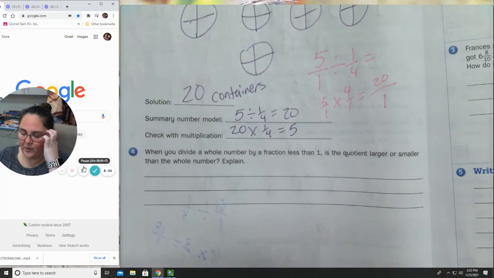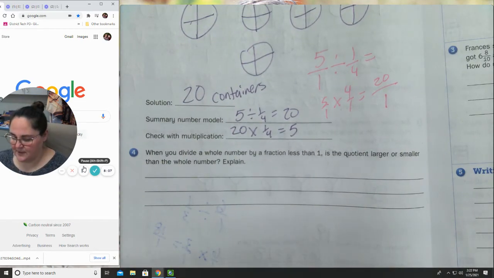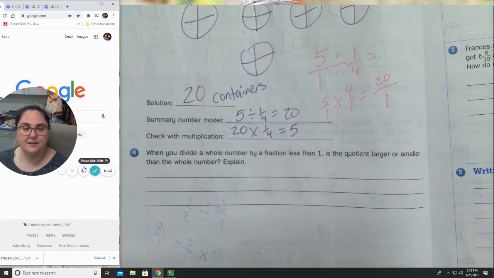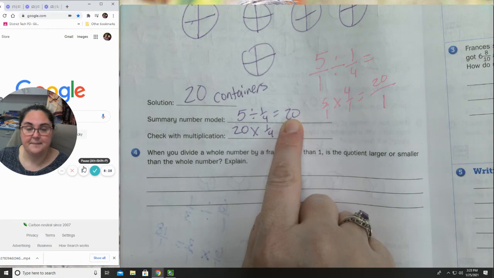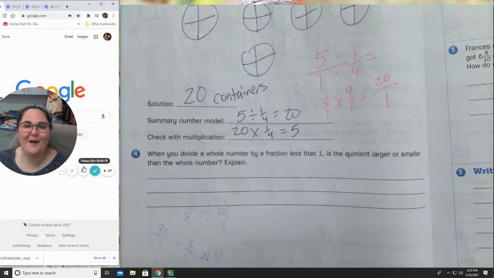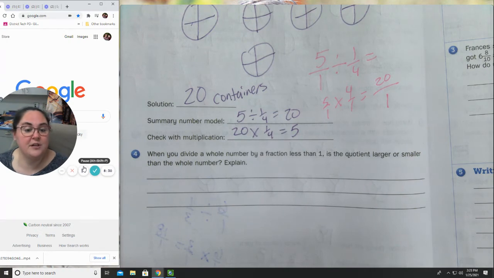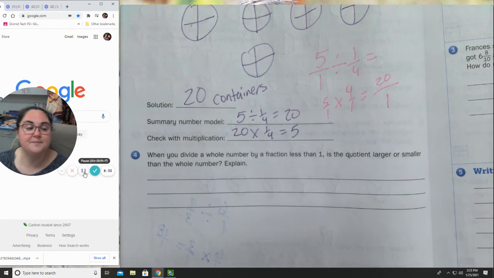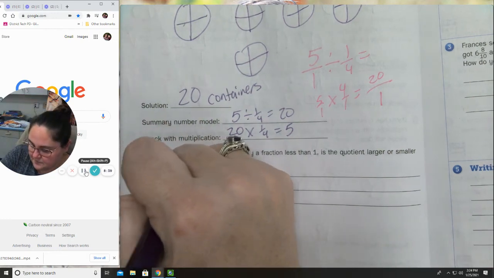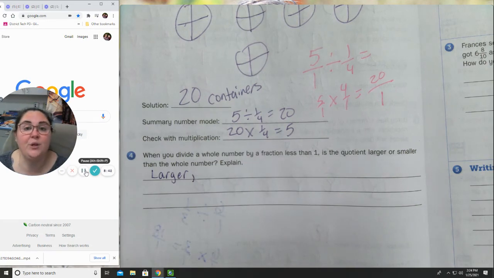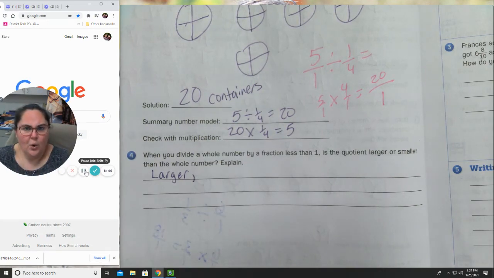All right, number 4. When you divide a whole number by a fraction less than 1, is the quotient larger or smaller, and why? So I've already kind of told you this. And if you look right here, you can figure this out. When you divide by a fraction smaller than 1, is your quotient larger or smaller than the whole number? All right, your answer is larger. But now I want you to try to explain it. Why is it larger?